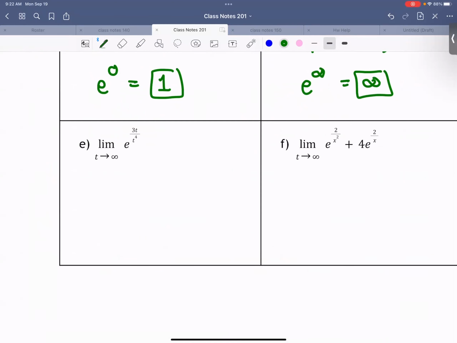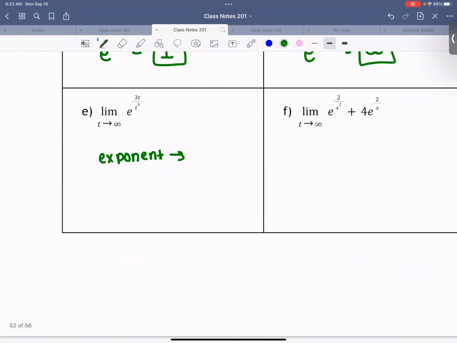Okay, so we have e to the 3t over t to the 4th, okay? The exponent is that fraction, right? And we want to see where that goes to, okay? I think I want to rephrase how I'm saying this. I'm saying that the exponent is going to something. When I'm saying that, what I'm essentially saying, without saying it, is what's the limit as t goes to infinity of the exponent, okay? So that's essentially what I'm saying when I'm saying what the exponent is going to, okay?